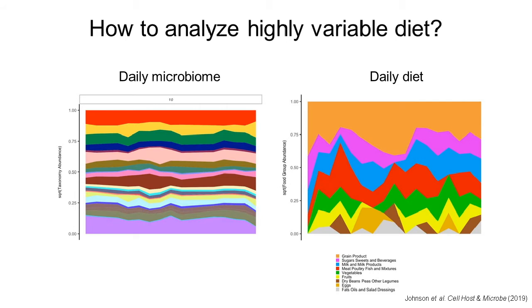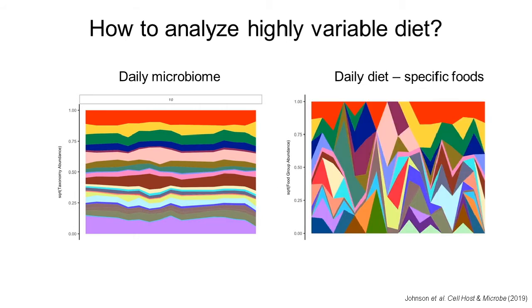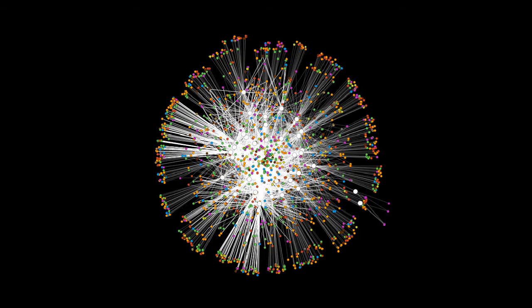And actually, if you zoom in and visualize the specific foods in the diet, not just those food groups, it's even more variable. Now it's just like abstract art, and it's not clear at all how you would want to analyze this when a person is hardly eating the same foods from day to day. So we took a step back and said, let's just look at the diet data. And that's what I'm showing here.